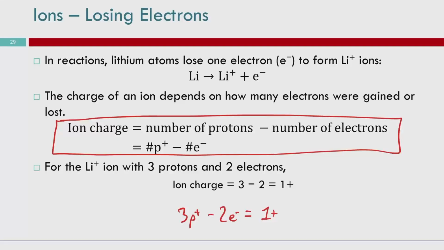Another way, the way that my brain likes to do it, is I look at, okay, 3 protons, 2 electrons, which one do I have an excess of? We've got 1 extra proton. Protons are positively charged, so it's going to be a 1+ charge.